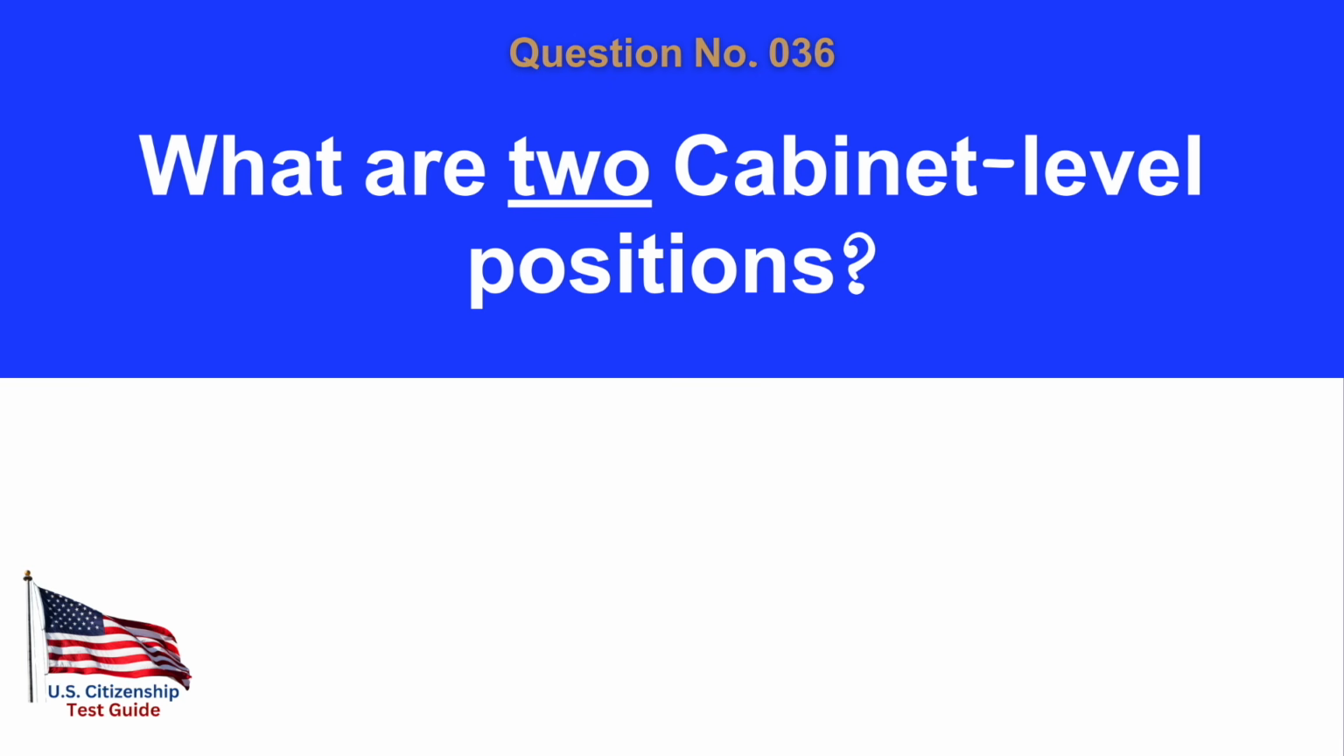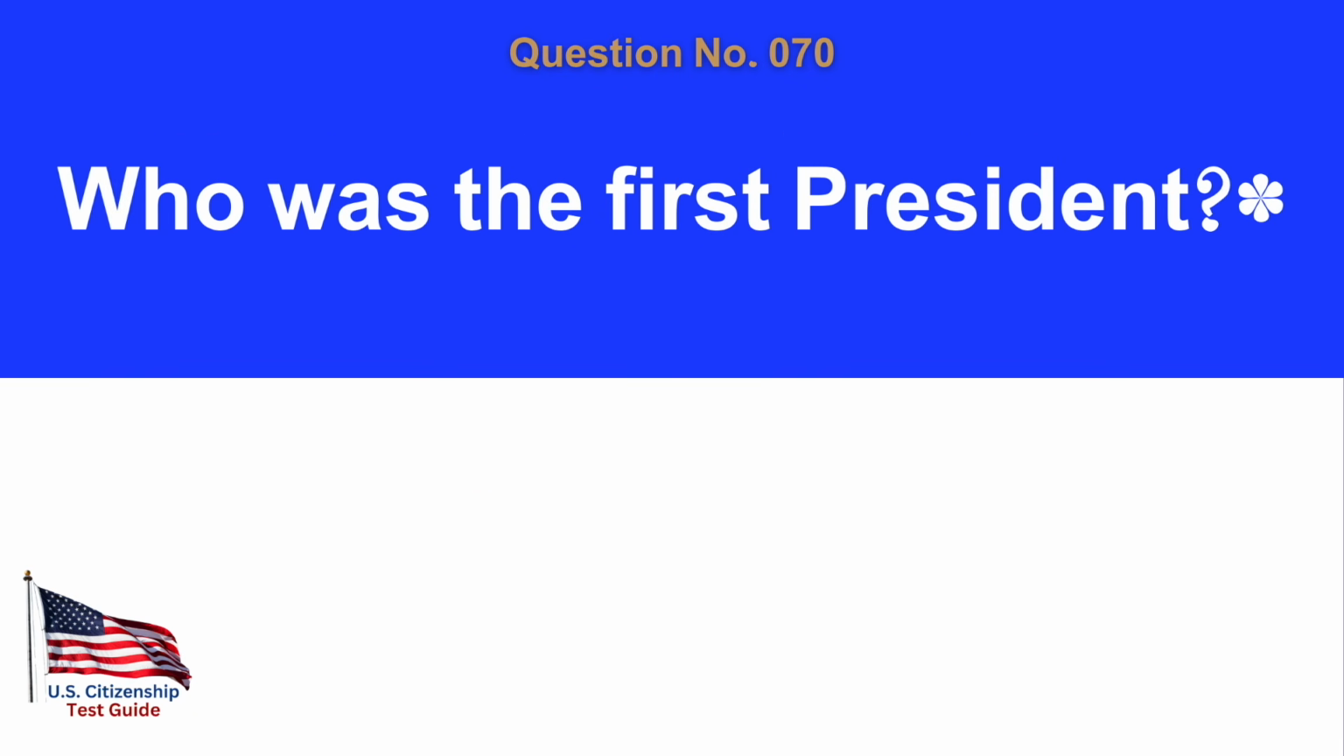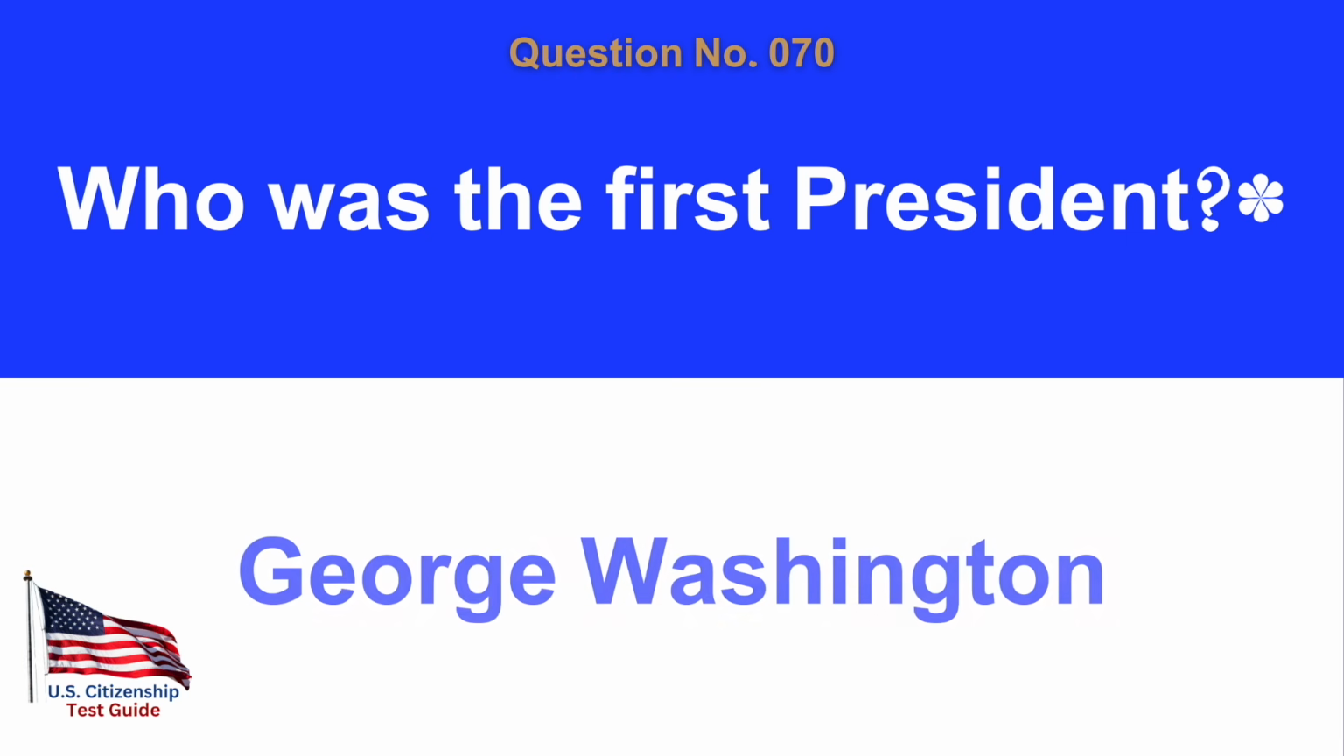What are two cabinet-level positions? Secretary of Defense. Secretary of Education. Who was the first president? George Washington.